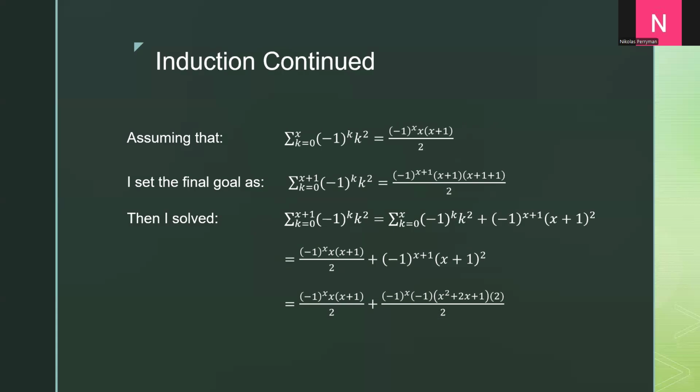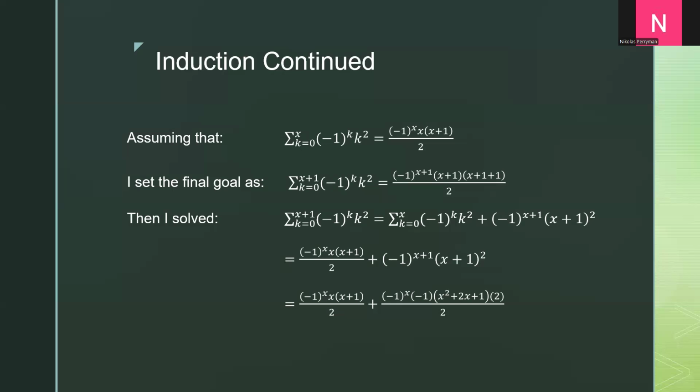So then I just keep moving on with proof by induction. And so the next step is assuming that the summation equals that other equation, swapping out the n's for x's. I can set a final goal, which, if we can get to that, will prove the summation. So in order to find that and prove that, I took the x plus 1 summation and I took off the x plus 1 term. So then I just had the x summation plus (-1)^(x+1) times (x+1) squared.